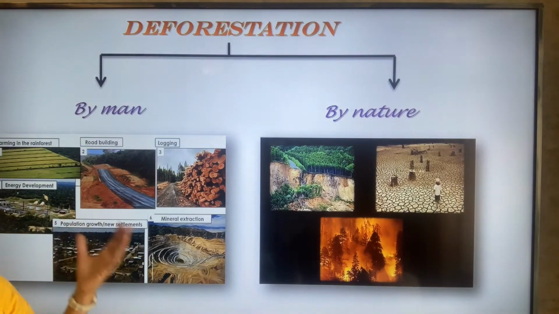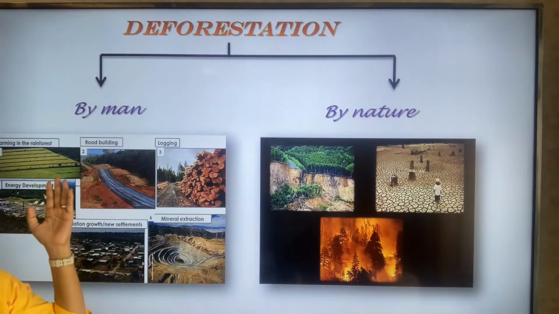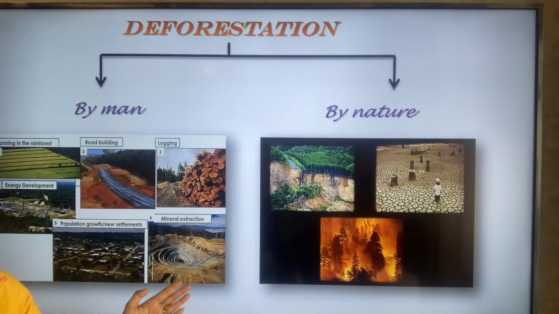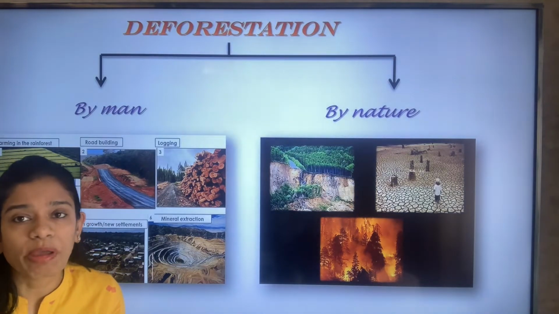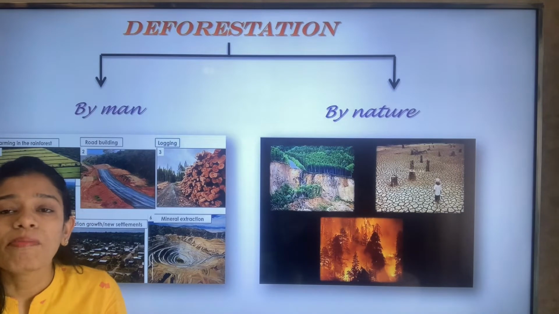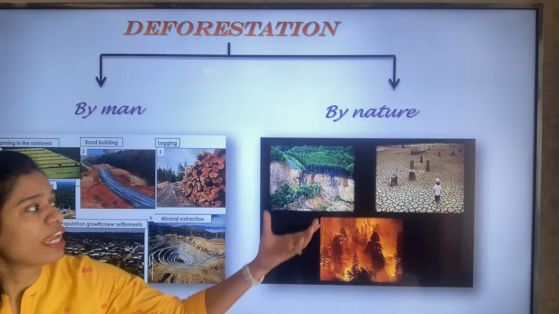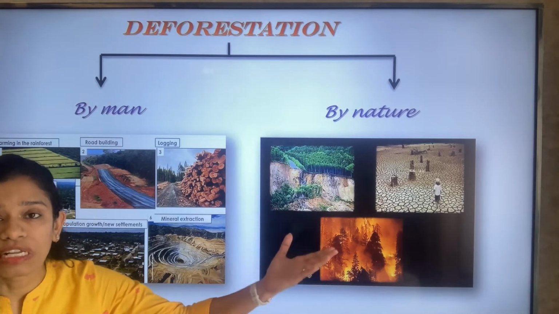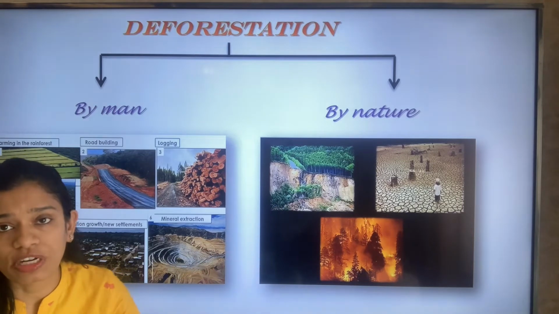The causes that we bring about are farming in the rainforest, road building, logging, mineral extraction, population growth and settlements, and energy development. More so, what I told you in my previous slide, that is all the methods, all the reasons of deforestation. Now by nature, it is mostly soil erosion, drought, and forest fire that have led to more deforestation.